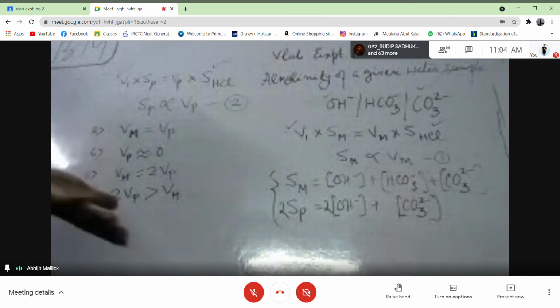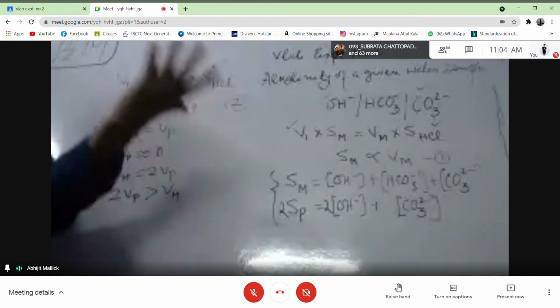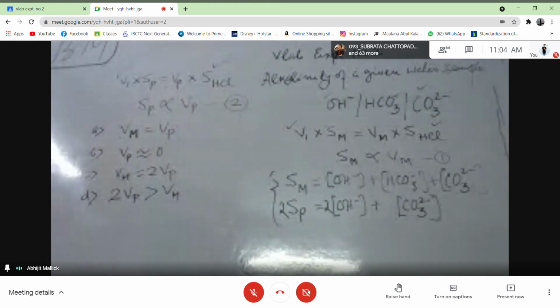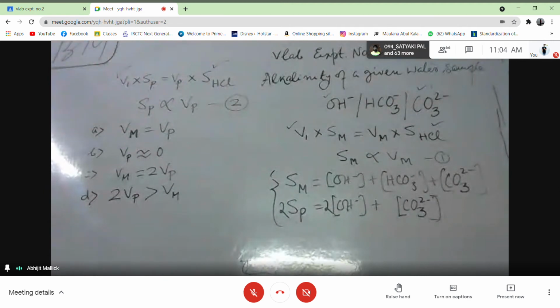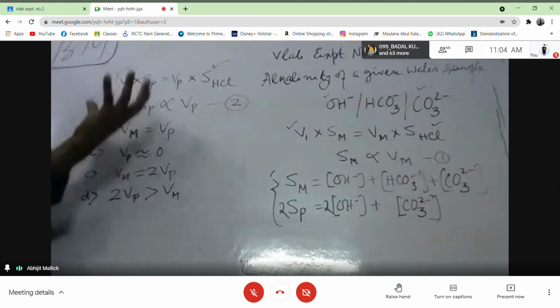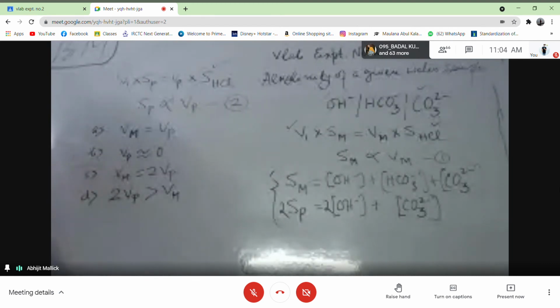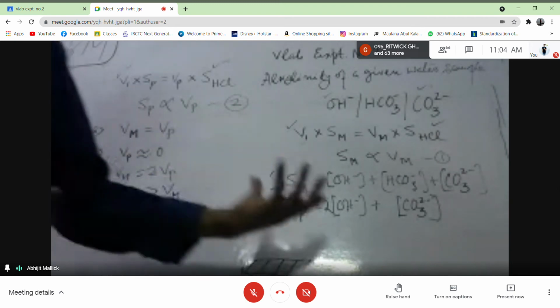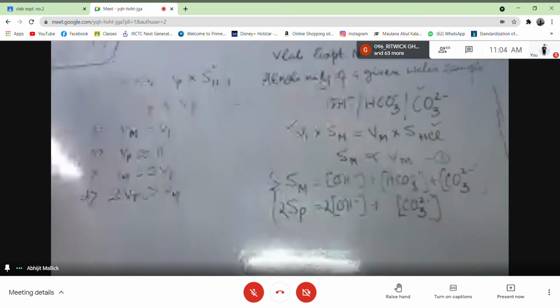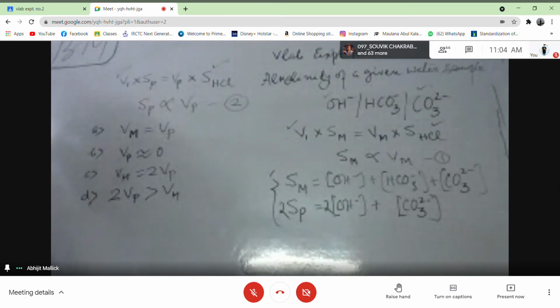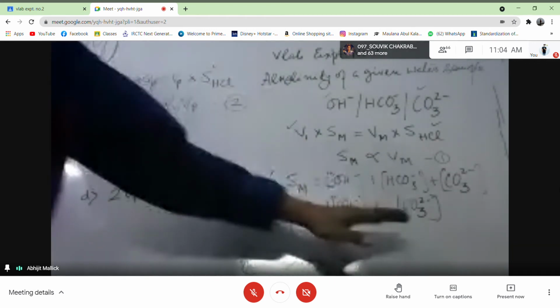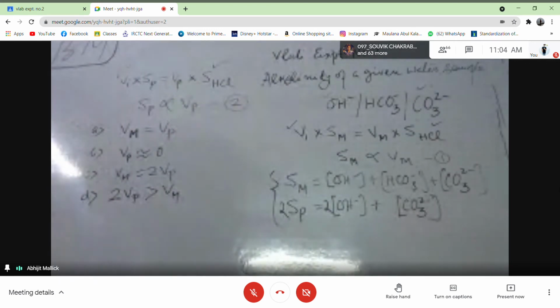So simply by simplification you will get your individual concentrations. First conclusion: what type of radicals are present, that we can conclude from our results. Second conclusion: how to calculate individual concentrations, that we can calculate from here. Okay? From these conclusions we can calculate the individual concentration. Now case number 5.